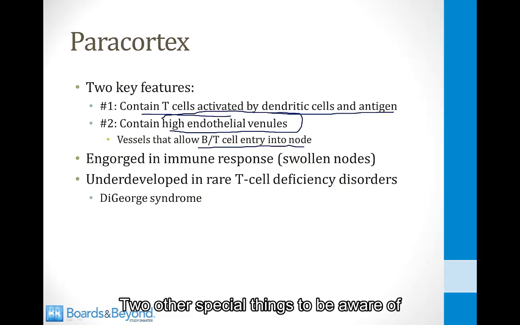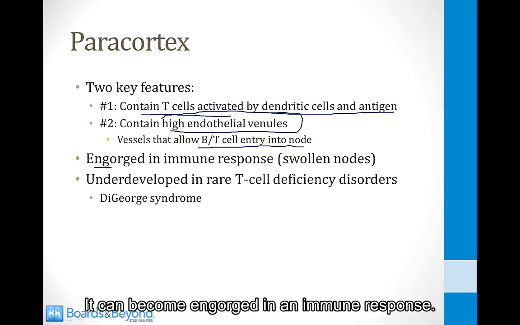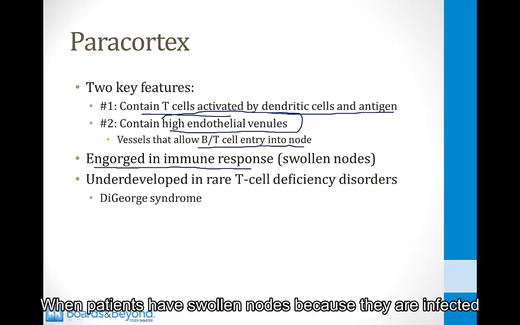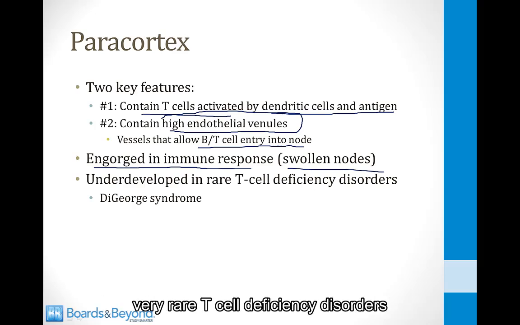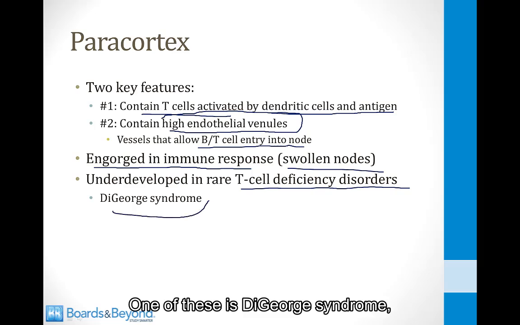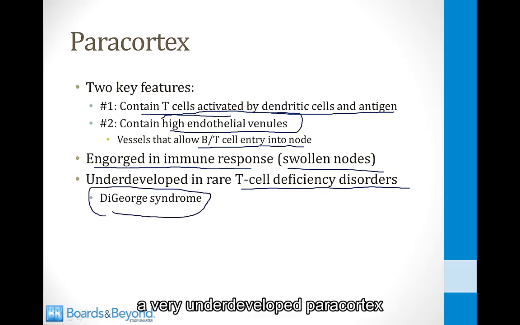Two other special things to be aware of about the paracortex: it can become engorged in an immune response. When patients have swollen nodes because they are infected, the paracortex is very large. And in addition, there are some children born with very rare T cell deficiency disorders where they don't have T cells. One of these is DiGeorge syndrome. And these children will have a very underdeveloped paracortex because obviously they don't have T cells to make up this portion of the lymph node.